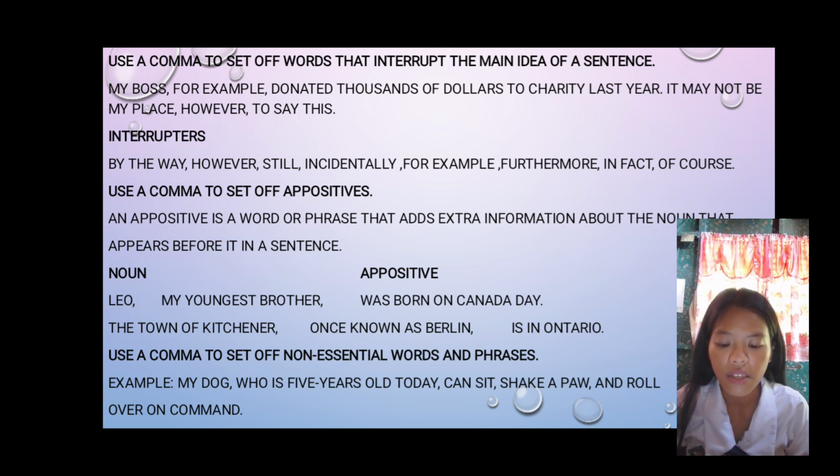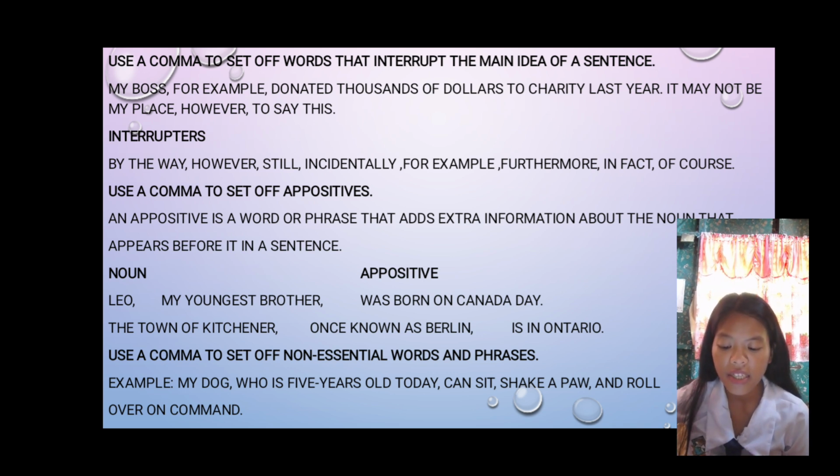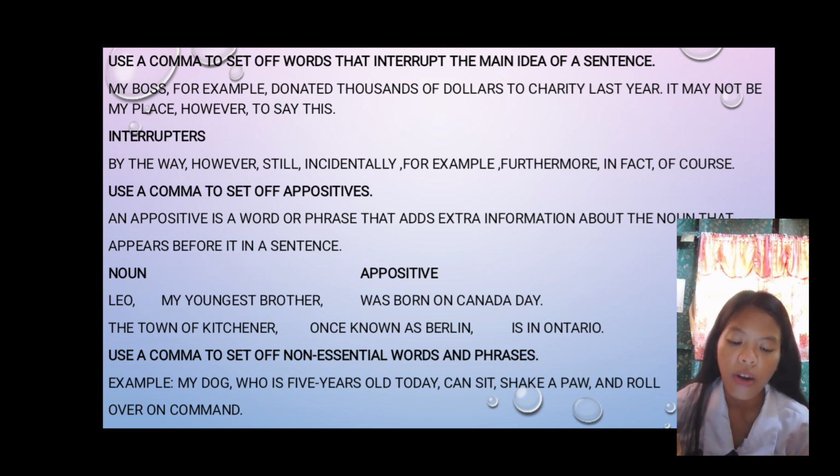Use a comma to set off words that interrupt the main idea of a sentence. My boss, for example, donated thousands of dollars to charity last year. It may not be my place, however, to say this. Interrupters: by the way, however, still, incidentally, for example, furthermore, in fact, and of course.